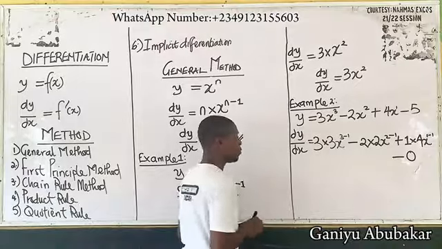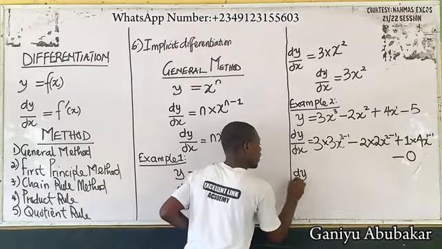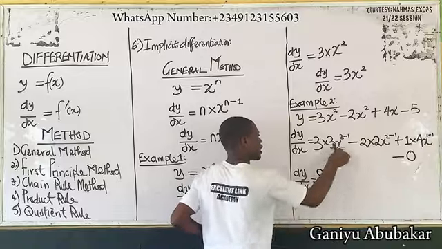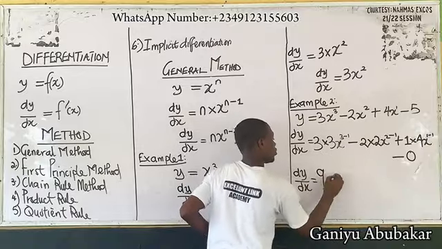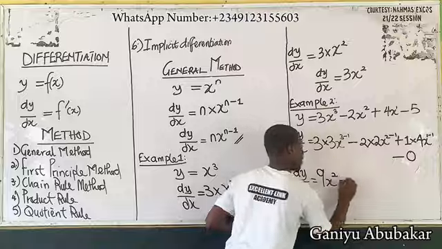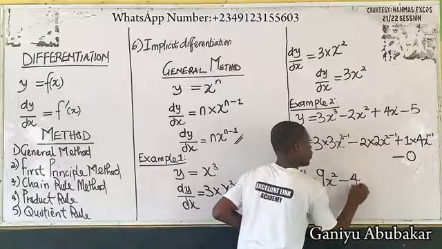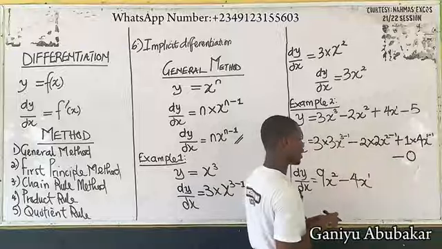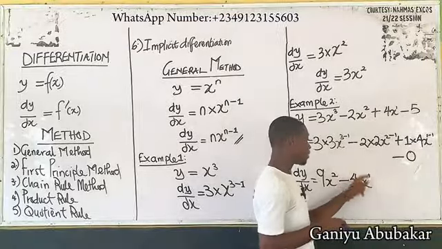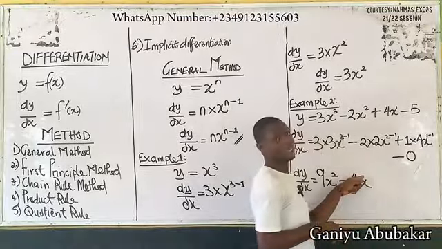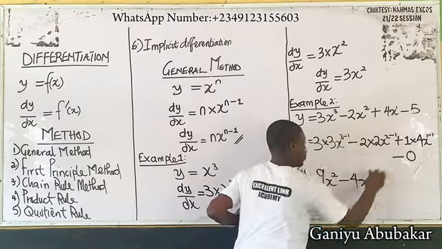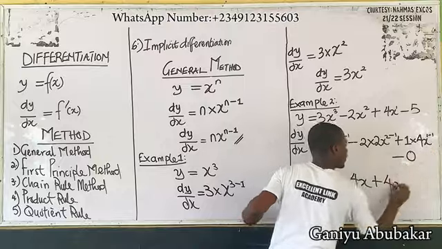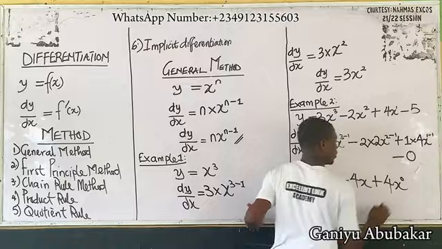Alright, let's get this done, please. From here, I'll have that dy over dx is equal to 3 times 3 gives 9. Next up, x to power 3 minus 1 is 2. This minus, this is 4x all to power 1. So I don't need to start writing 1 here, I know there's an invisible 1 there. So I have plus 1 times 4 is 4. This is x, 1 minus 1 is of course 0.